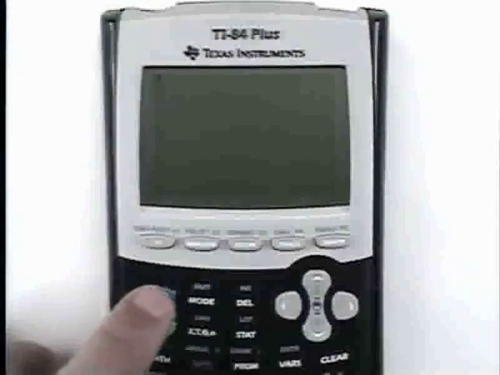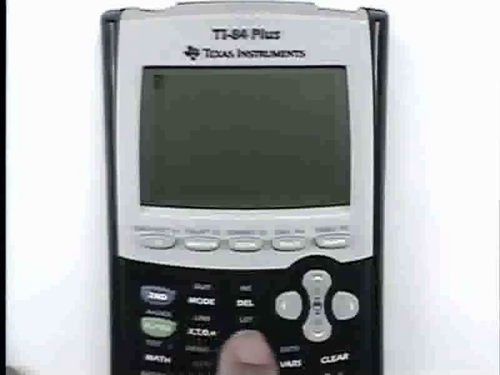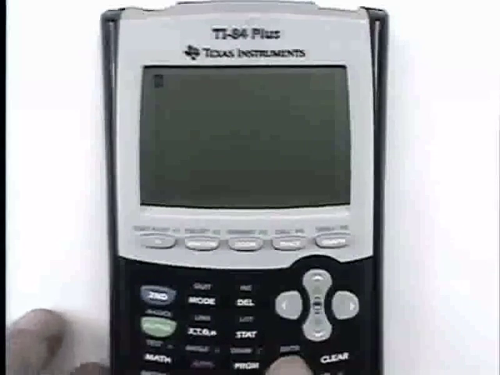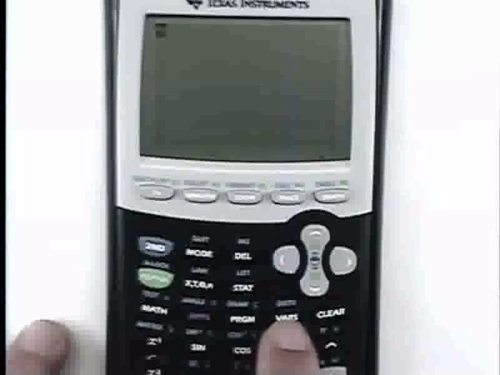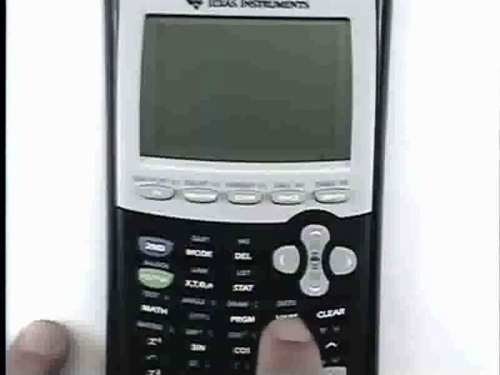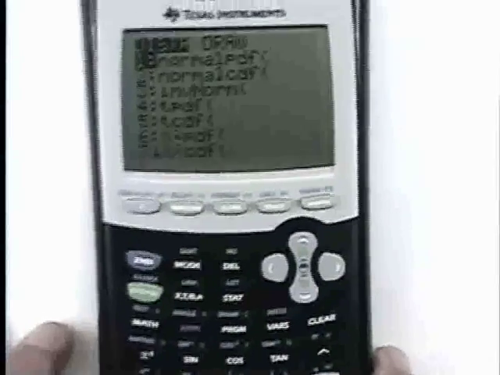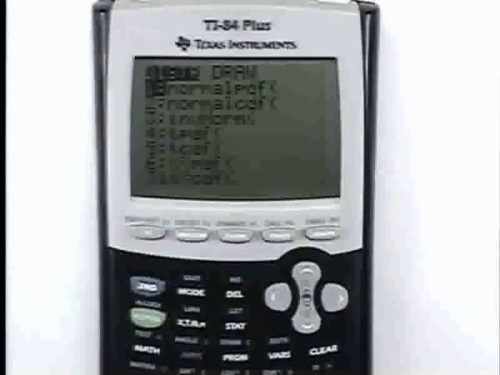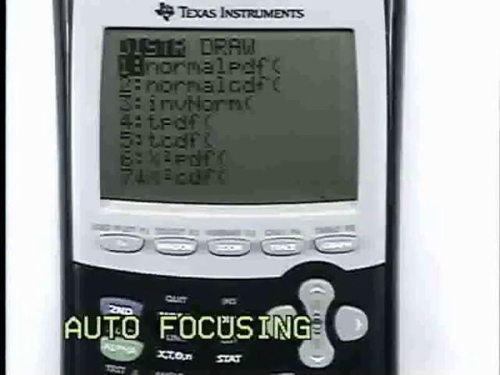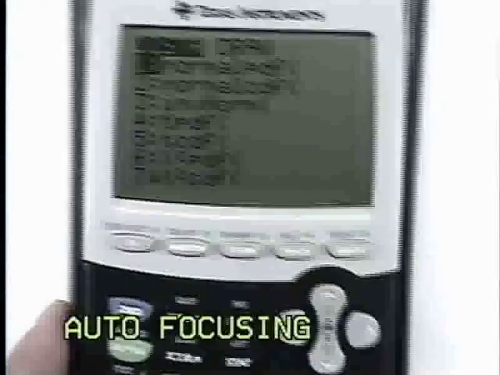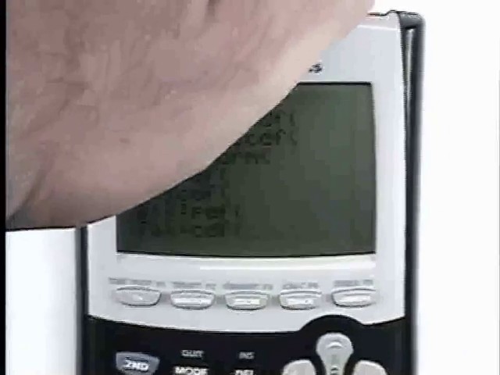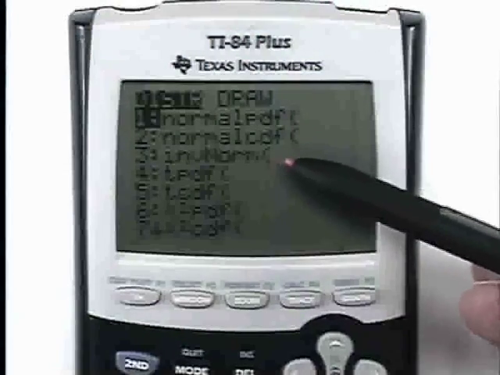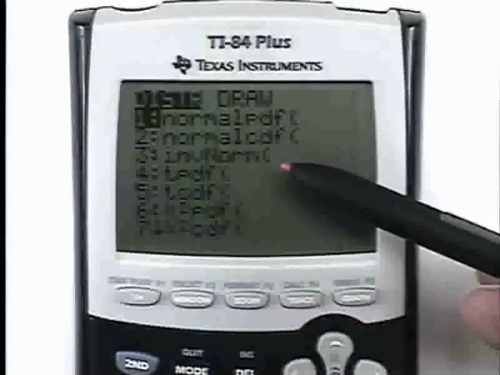Okay. If I hit the second key, and down here, hit the distribution key. The distribution, there it is, right by the keypad. It says DISTR. It's above the vars key. Select that, and then what we get, I'm going to zoom back in. That's pretty good. What we get is a bunch of distributions. The first one that we see here says normal PDF, normal CDF. Well, that's not what we want. We're working with the binomial.